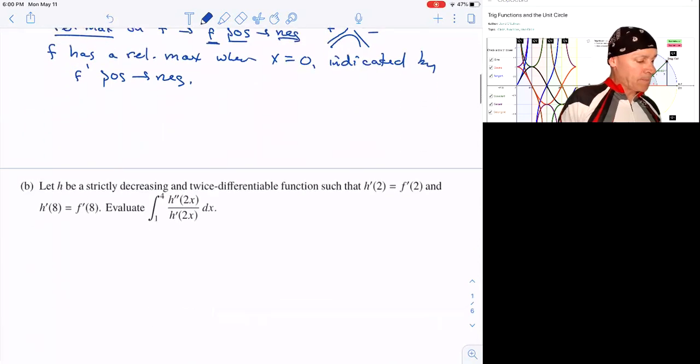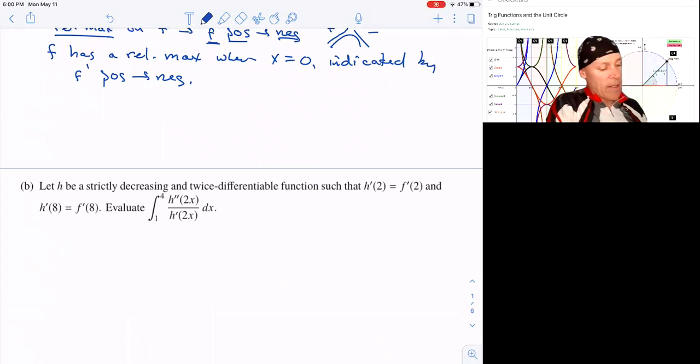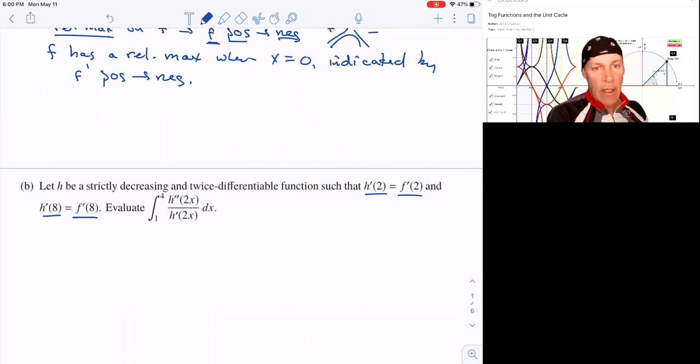Part B says let h be a strictly decreasing and twice differentiable function such that h prime of 2 equals f prime of 2, h prime of 8 equals f prime of 8. And we're given this definite integral to evaluate. The key here is to look at the integrand of our definite integral and see that we have in the denominator h prime of 2x, and we have nearly the derivative of that in the numerator. Hopefully you recognize that.